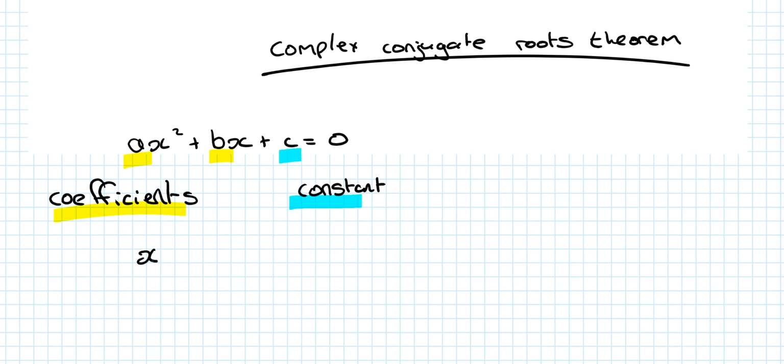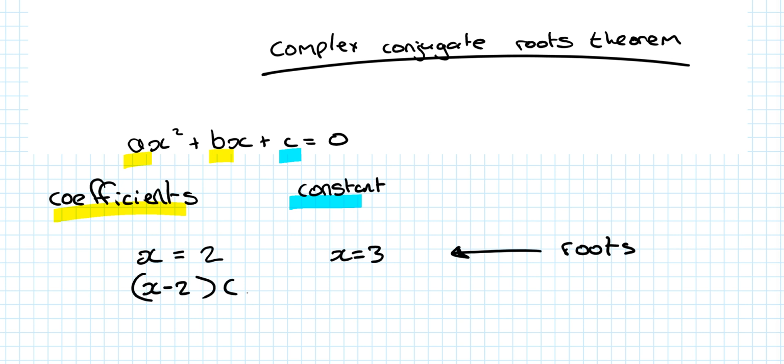Okay. If we had x is equal to 2 and x is equal to 3, these are called roots. If I had x minus 2 and x minus 3, these are called factors. Okay, so it's really important to know what a coefficient is, what a root is, and what a factor is.